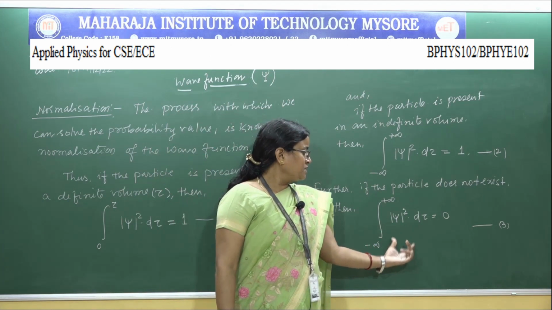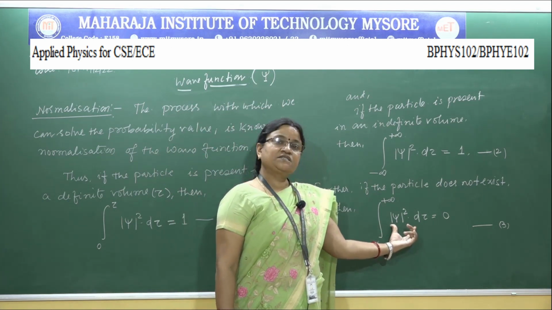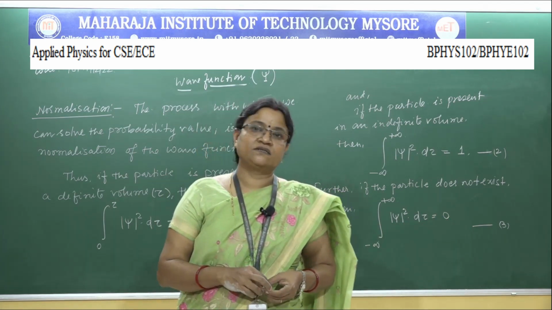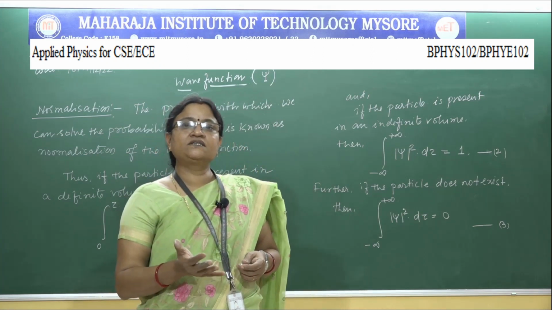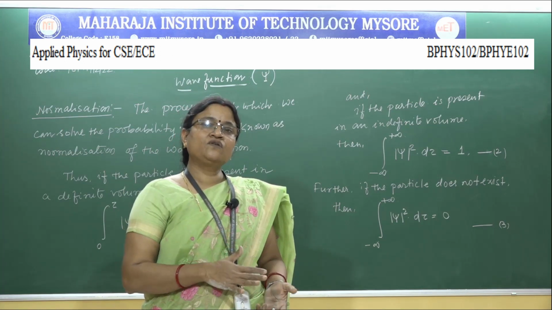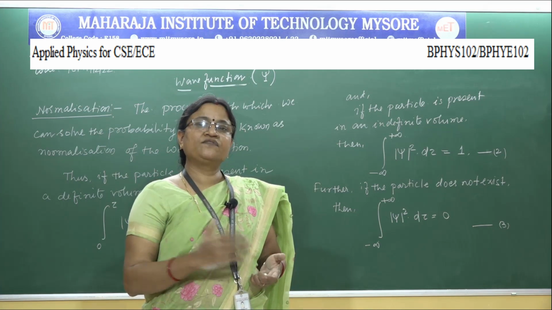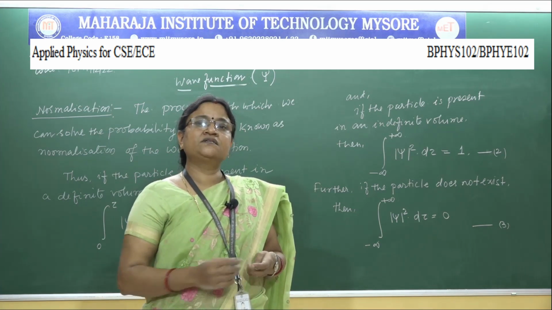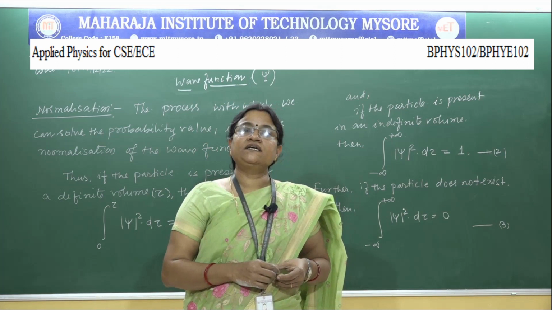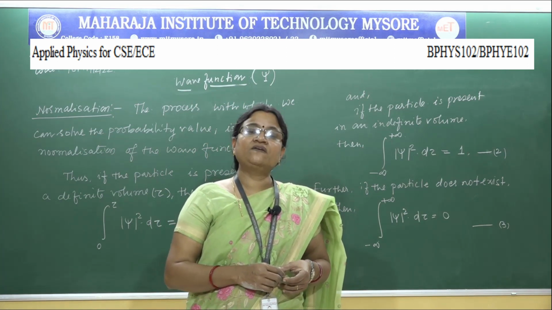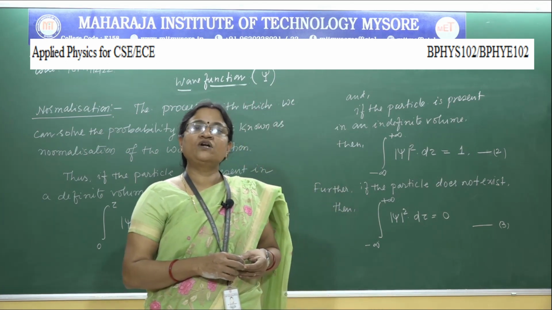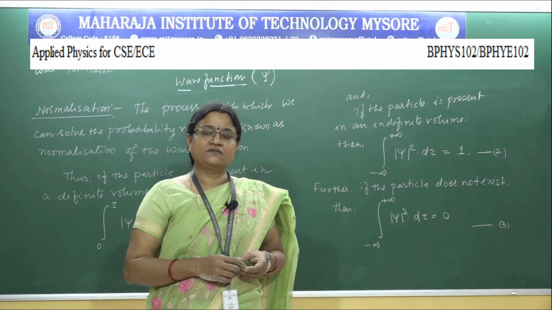So if you solve, the psi square will be equal to 0. So it is just an on and off condition. If it is switched on, we write in digital signature it is equal to 1, and if it is off, we write it as 0. So we can say that if the particle is present in a definite volume, then the probability of finding the particle will be equal to 1, and if not present, then it will be equal to 0.